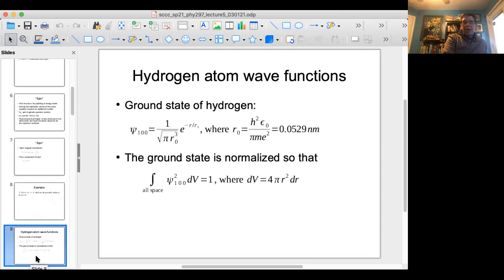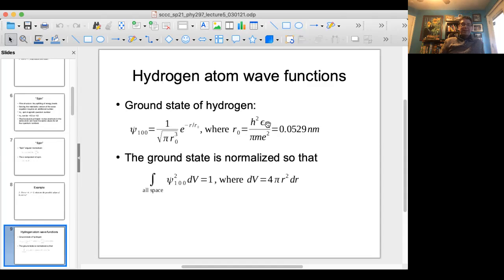So the wave function has a number of allowable solutions. For the ground state of hydrogen, we can talk a little bit about that solution. It's 1 over the square root of pi r naught cubed, where r naught is the Bohr radius, 0.0529 nanometers, that we talked about in the previous chapter, and then multiplied by e to the negative r divided by r naught. And so again, r naught is equal to h squared times epsilon naught.